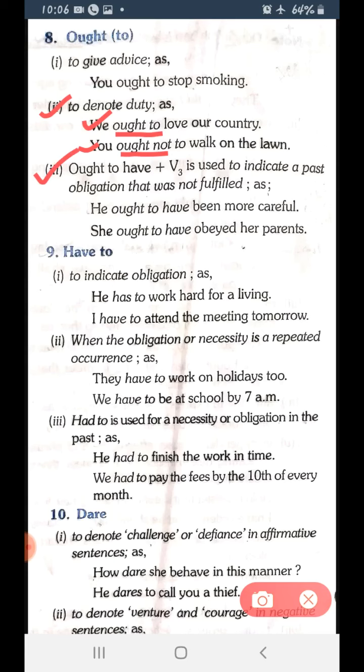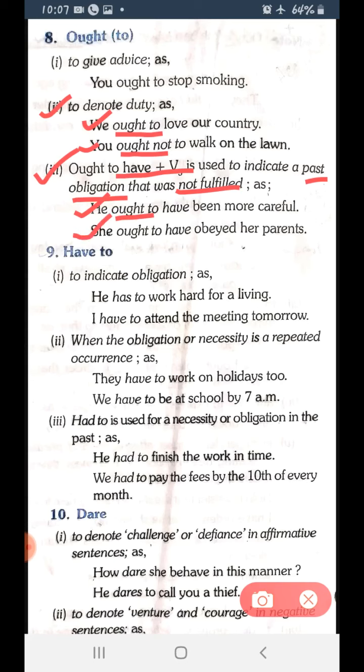Ought to have plus the third form of verb is used to indicate a past obligation that was not fulfilled. Okay, so ought to have and the third form of verb is used to indicate a past obligation that was not fulfilled. Example, he ought to have been more careful. He should have been even more careful. He ought to have been more careful.